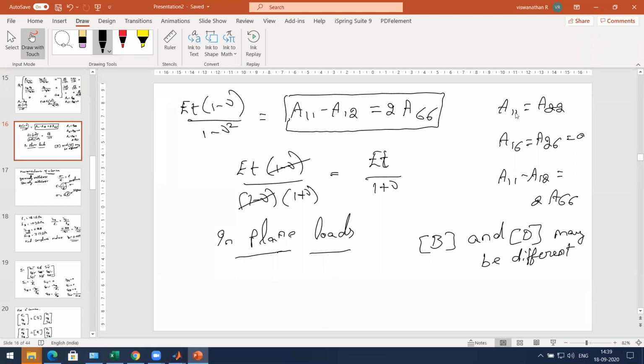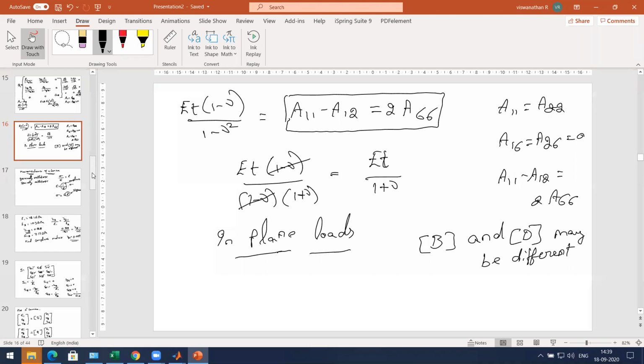Now we will see what kind of fiber orientation meets these conditions, where A11 is equal to A22, A16 is equal to A26, and A11 minus A12 gives you 2 times A66. These are the conditions that we need to meet if we have to call it quasi-isotropic. Any questions so far?